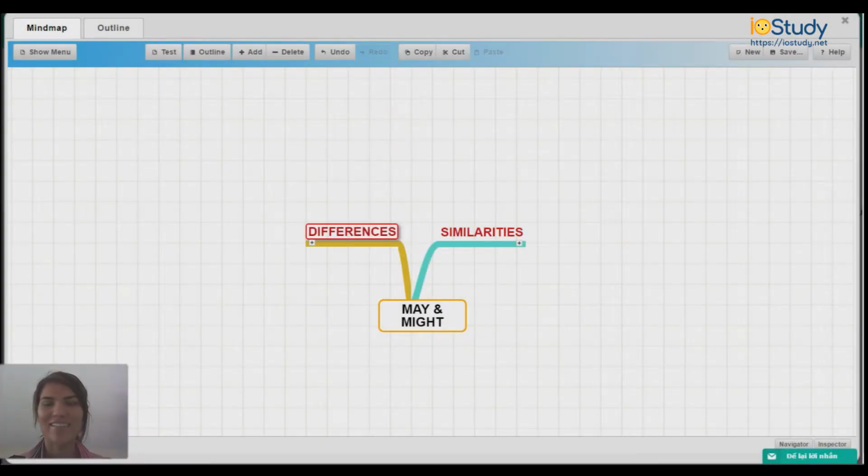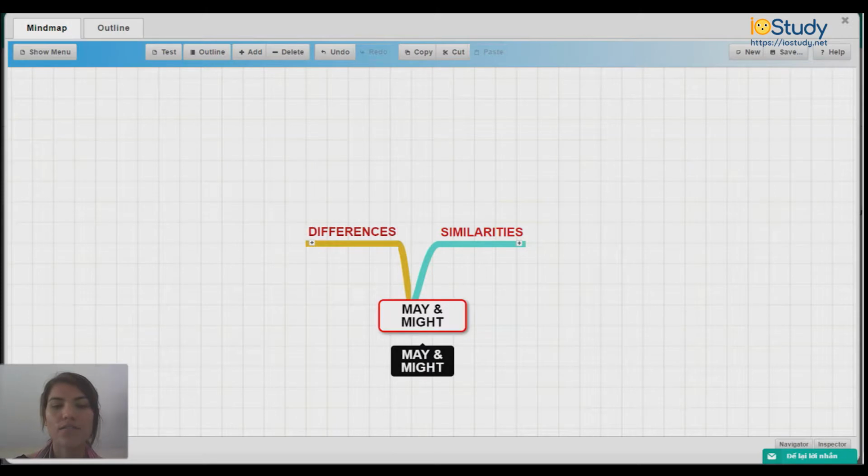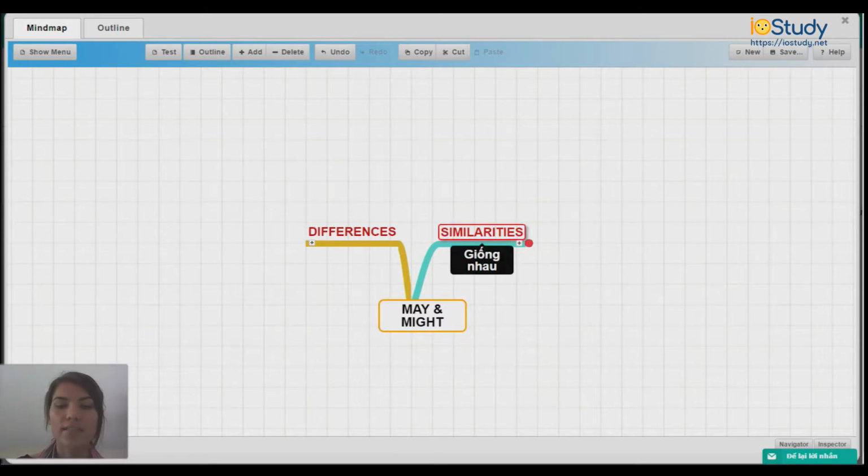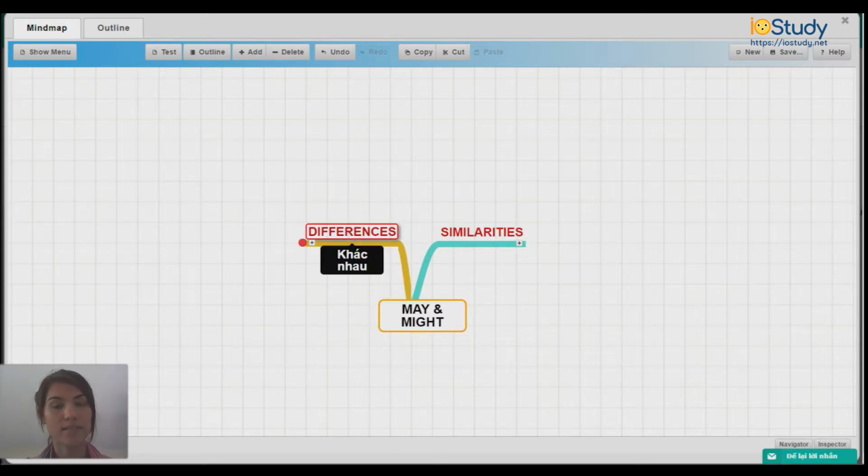Hello everyone, this is Danielle again, and today we're going to learn about English grammar. The topic is may and might. So we have the mind map here to teach you when to use this in a sentence and some examples of sentences. So first we have similarities between them and differences.